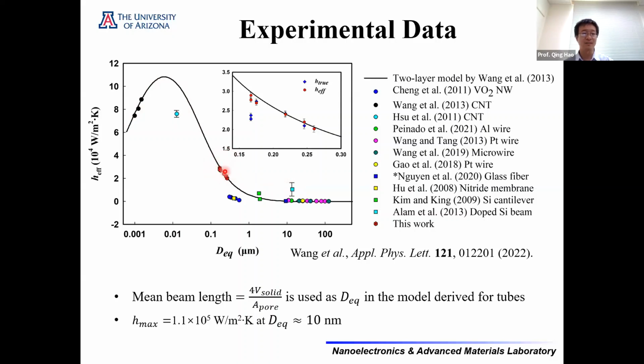So in general, our data agrees very well with the two-layer model prediction. And one interesting thing is that the two-layer model actually predicts the peak heat flux, which is close to 1.1 times 10 to the fifth power at equivalent nanowire diameter of 10 nanometers. This is a very high value compared to the bulk convection, right? So we can think about this as potential applications for device cooling using nanoporous structural nanowires.